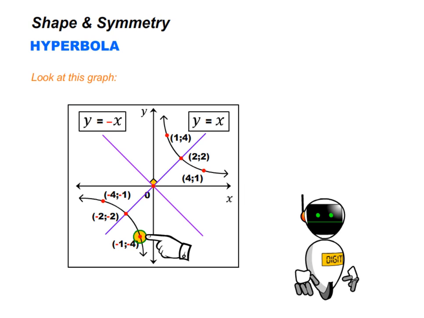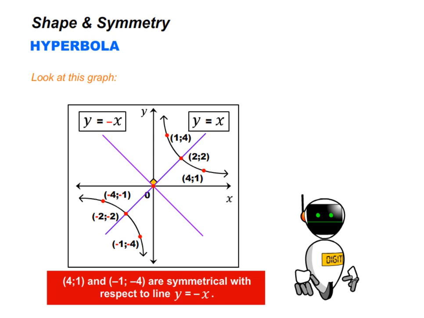Look at this other point. This other point has coordinates -1 and -4, which means x is equal to -1 and y is equal to -4. This point and this other point are symmetrical with respect to line y is equal to -x. So we can say the point 4 and 1 and the point -1 and -4 are symmetrical with respect to line y is equal to -x.